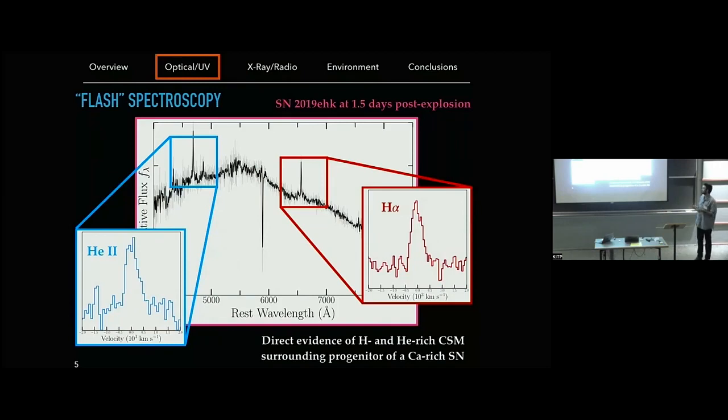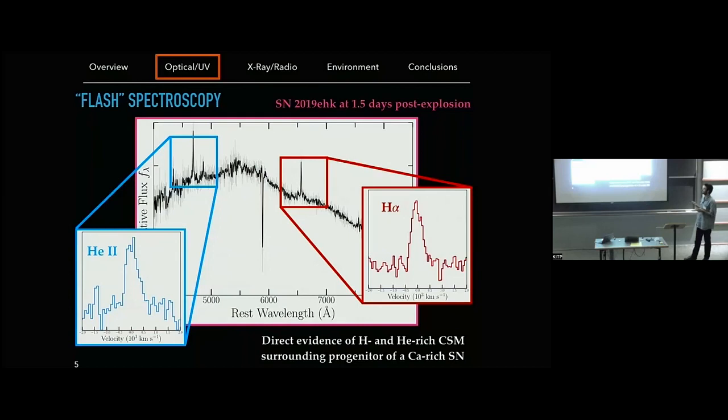And this is actually a direct probe of the local circumstellar environment, or CSM, sitting around the progenitor of whatever produced 2019HK at the time of explosion. So this is the first time that we'd ever had direct evidence for CSM around a calcium-rich transient progenitor.